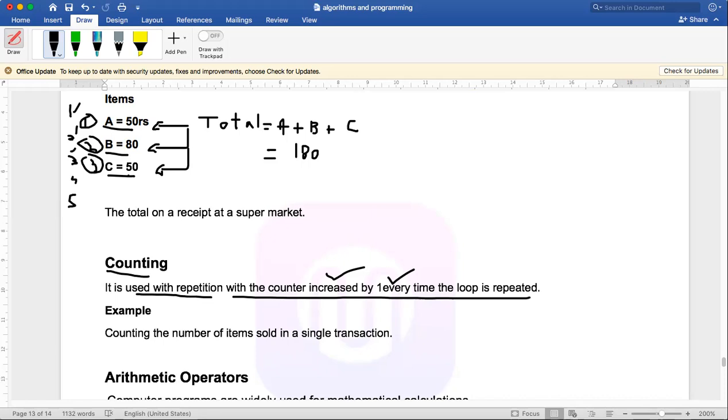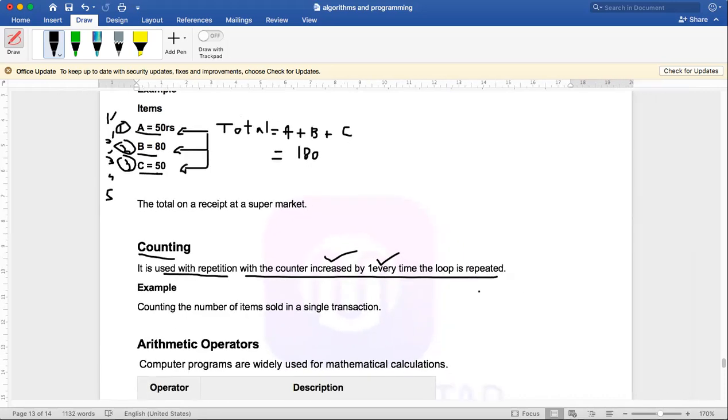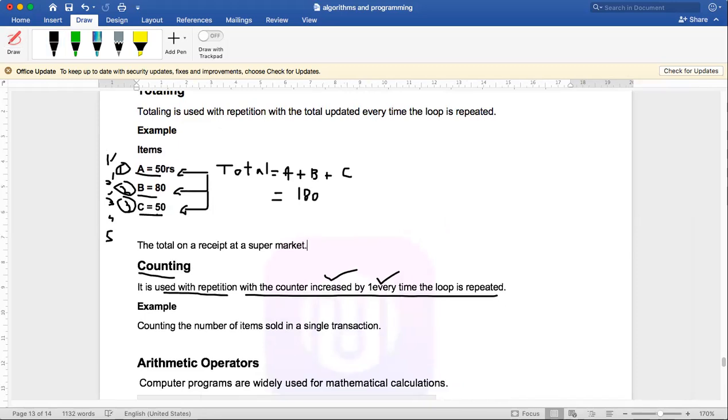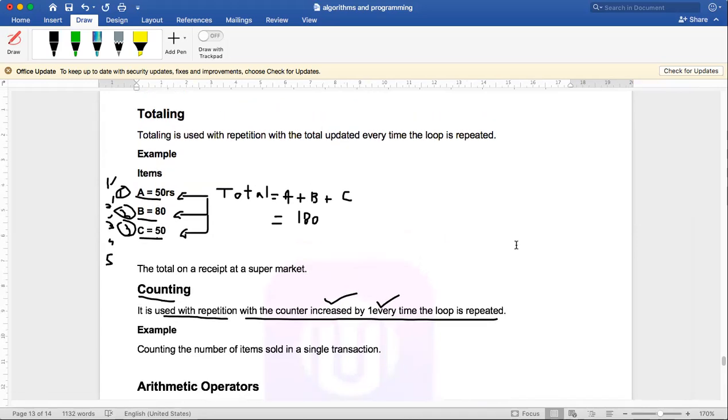So you need to write down totaling and counting both along with one example. Let me scroll it so you can write things down easily. Then we will start arithmetic operators. Do it now.